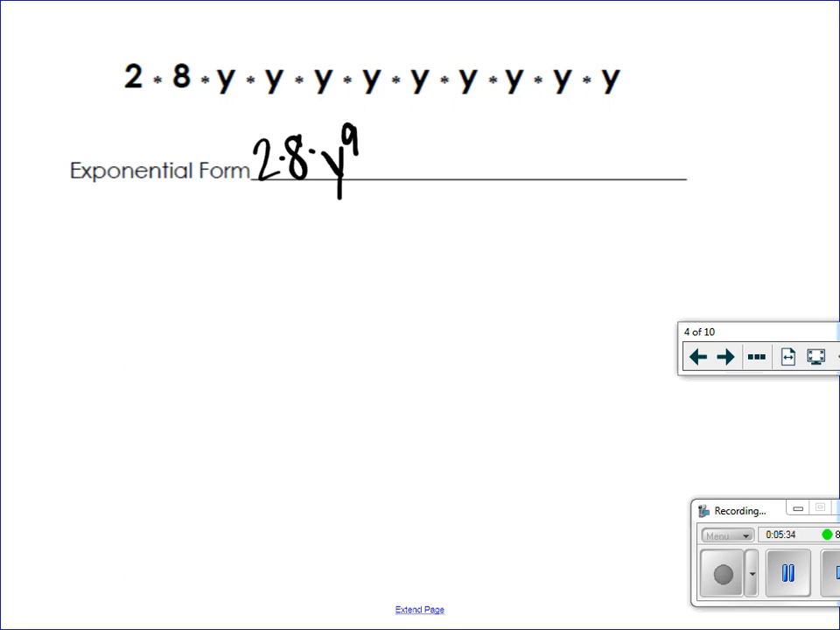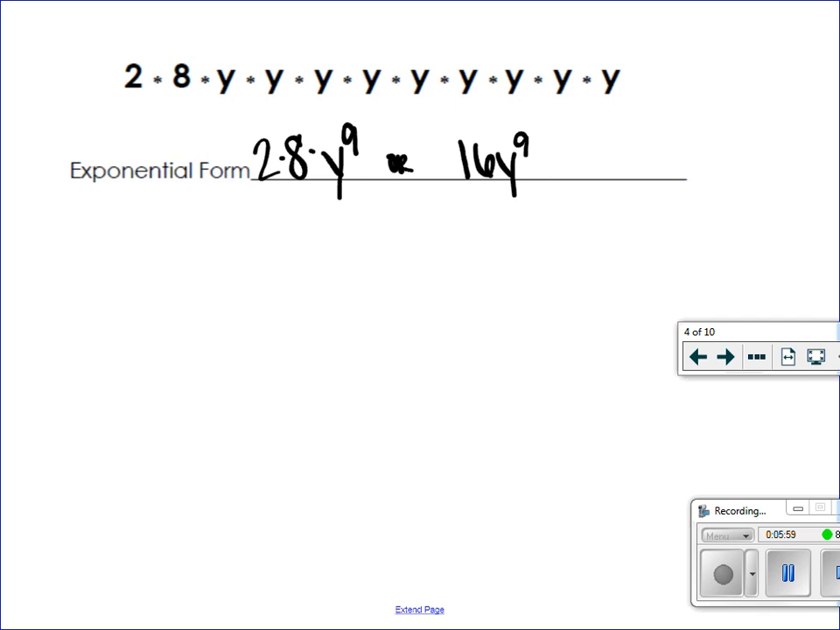Now, is there something else we could also do? Yeah, instead of 2 times 8, we can just make this 16 y to the 9. Because exponential form is really just asking you, can you simplify it? How much can you simplify that expression? 16 y to the power of 9 is our most simplified version.